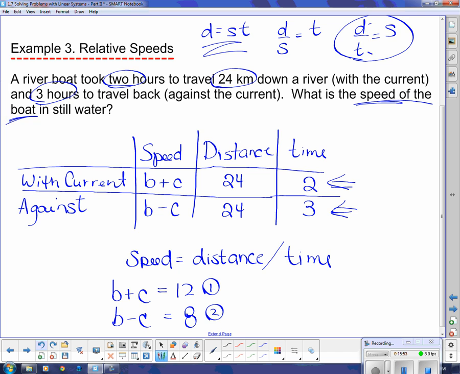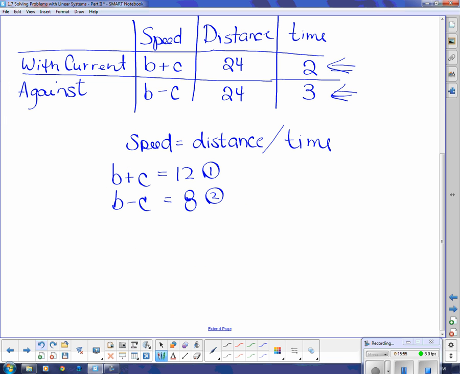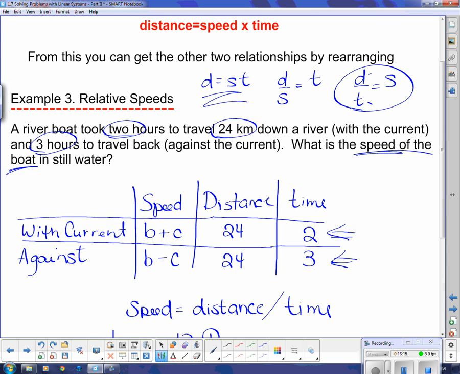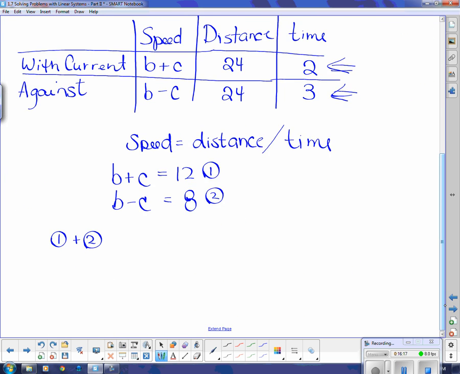Now this is a pretty simple equation to solve, so I'm not going to use the movie magic. I'm just going to take equation 1 and add equation 2. Now I'm adding instead of subtracting, because that's going to get rid of the speed of the current. And it's the speed of the current that I don't need. The question asked me, if we take a look up and see what the question asked, it says, what is the speed of the boat in still water? So I don't need the speed of the current. They're asking me for the speed of the boat.